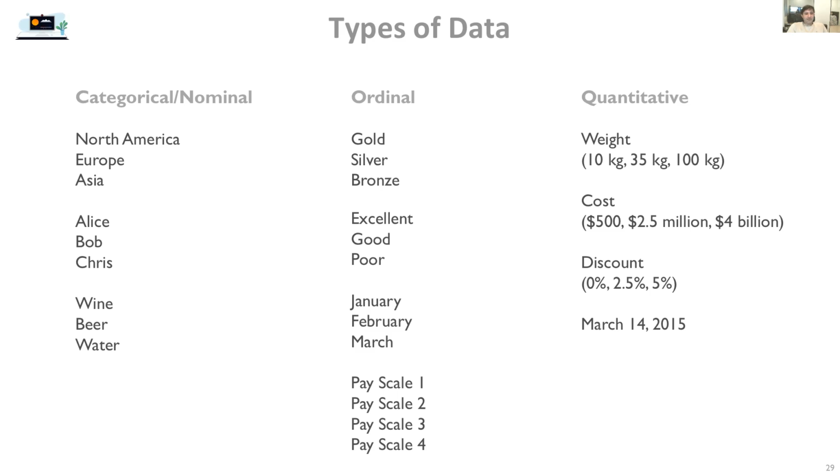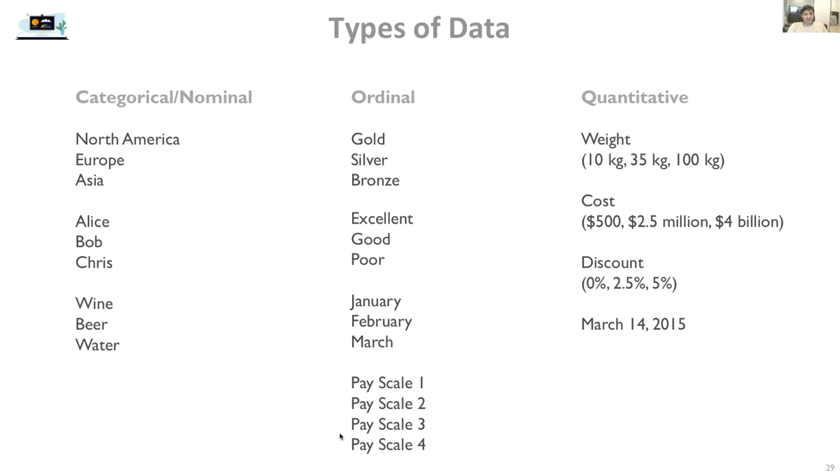Categorical or nominal data represents things. These things are mutually exclusive labels without any numerical value. For example, continents, people, or drinks. These do not have any numerical values. Ordinal data is similar to categorical data, except that it has a clear order. For example, metals, economical status, month, and employee salary scale.